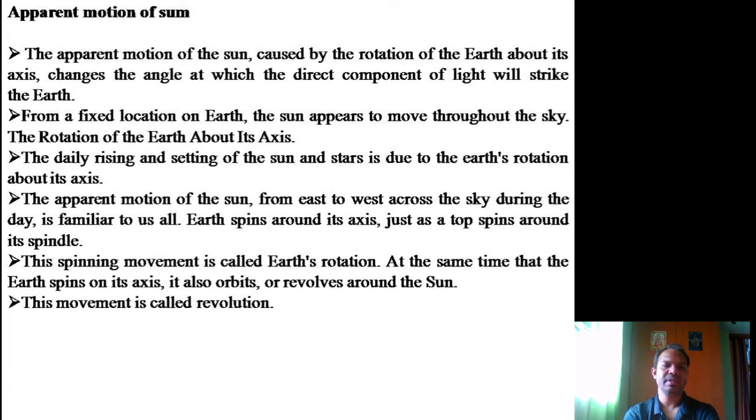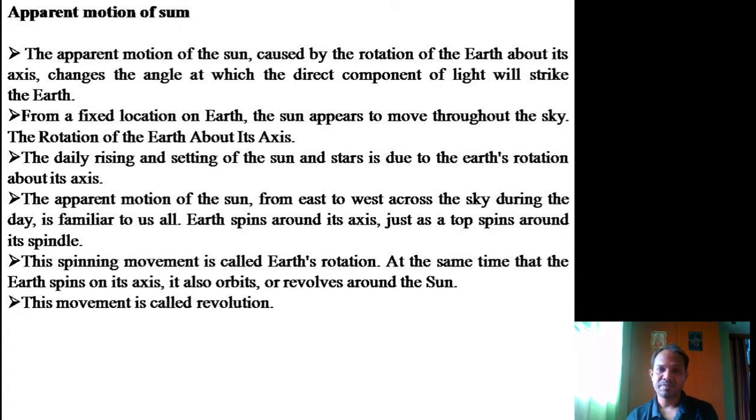Apparent motion of sun, this is what we call AMS. Apparent motion of sun is nothing but the apparent motion caused by the rotation of the earth about its axis. Obviously what we see, the sun in the east will be like this, and the sun keeps changing its path. This is what we call apparent motion. This is the apparent motion of sun.